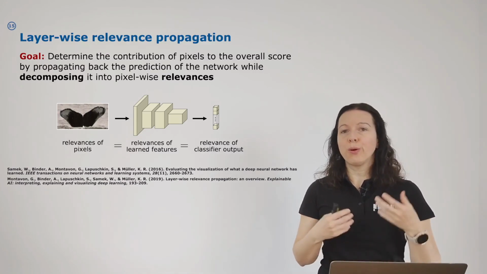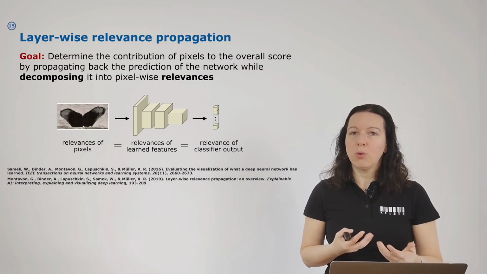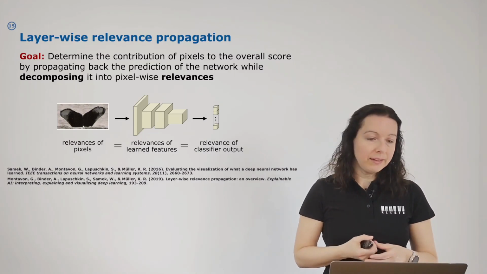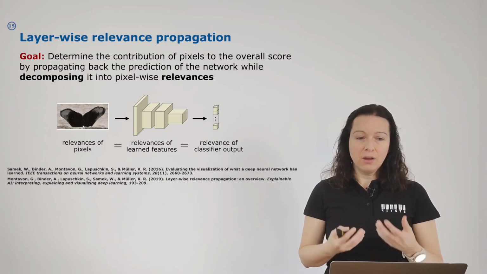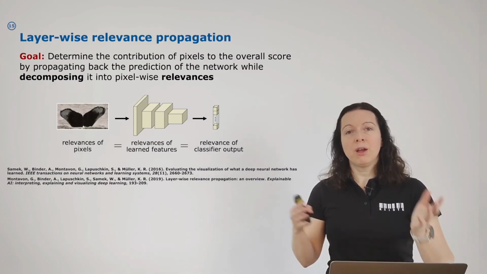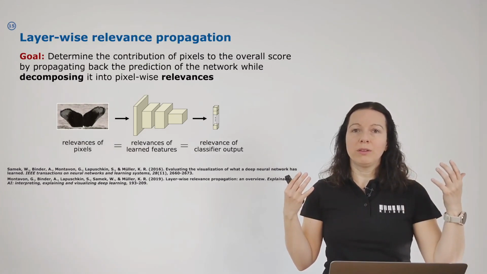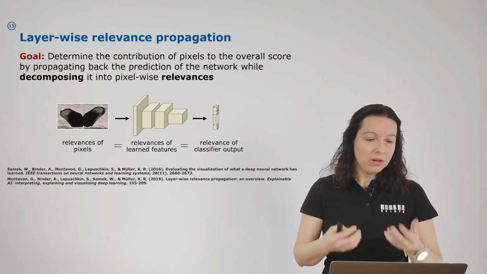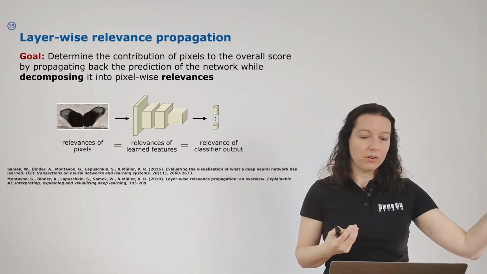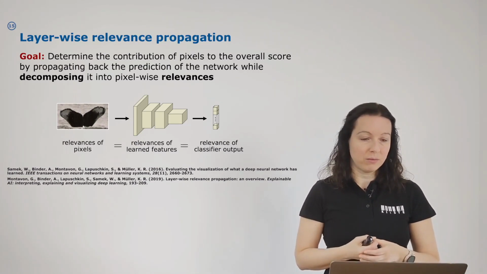So now we do not work with gradients, but with so-called relevances. And for this, there is a quite well-known algorithm called layer-wise relevance propagation. Layer-wise relevance propagation has the goal to determine the contribution of pixels to the overall score by propagating back the prediction of the network, but now with a decomposition. So you decompose into pixel-wise relevances. So again, you use the concept of back propagation, but not with gradients, but now with relevances.